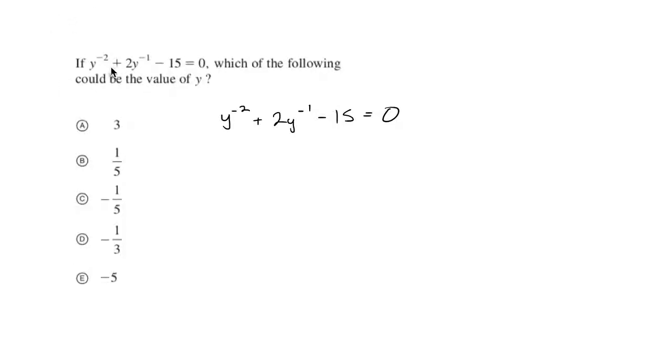If y to the negative second power plus 2y to the negative first power minus 15 equals 0, which of the following could be the value of y? Now, I've written out the equation in question here to get a really clear look at it. And doesn't this look like some kind of quadratic equation?